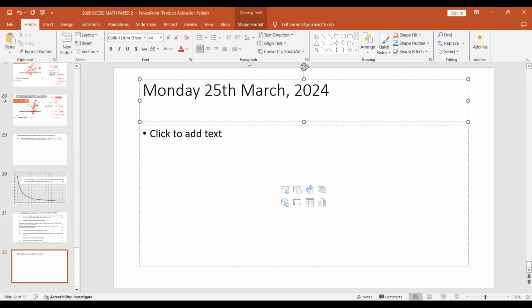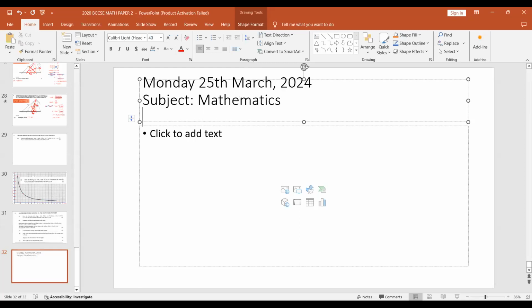And the subject is mathematics, of course. Today I want us to do practical questions involving transformations. Remember, we did transformations last week, and so we're going to do a review of transformations today.